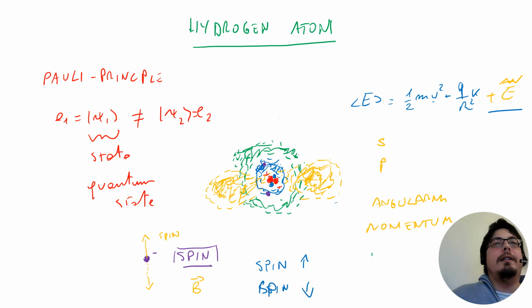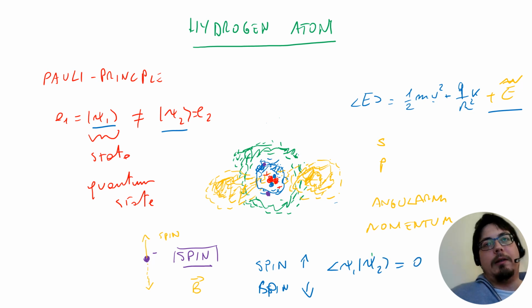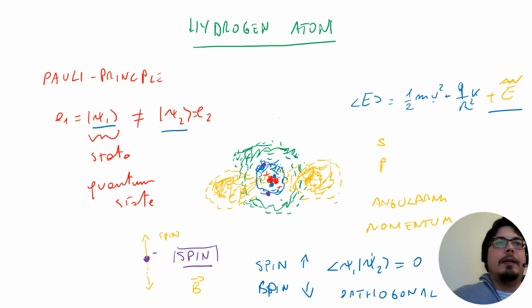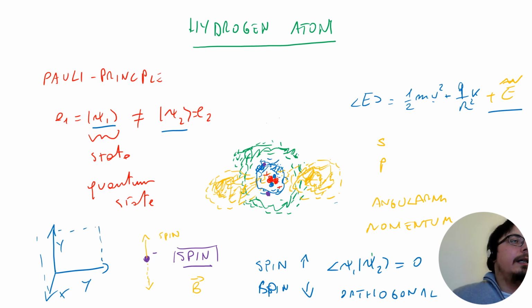The state will be different because the spin is different, so there will be two different complex numbers, and in fact they will be orthogonal complex numbers, meaning that psi 1 times psi 2 is 0. They don't have anything in common. Orthogonal is like when you have your reference frame x, y, and z, the axes of your cube, they are orthogonal, 90 degrees. They don't share anything in common.